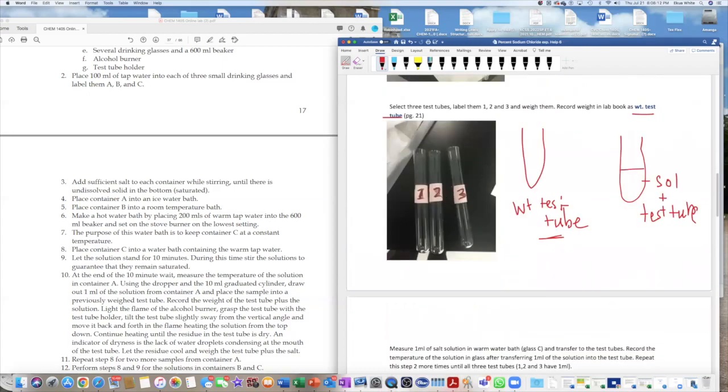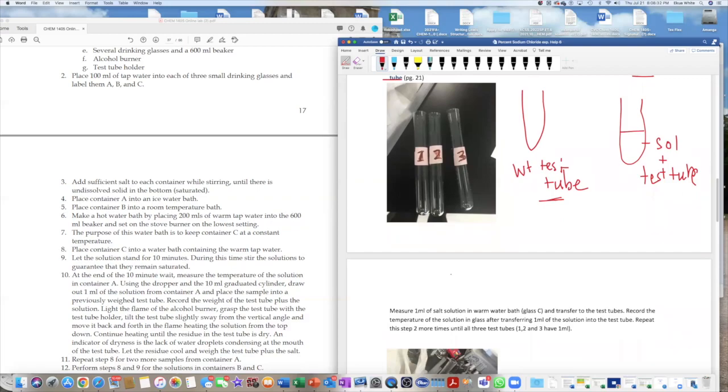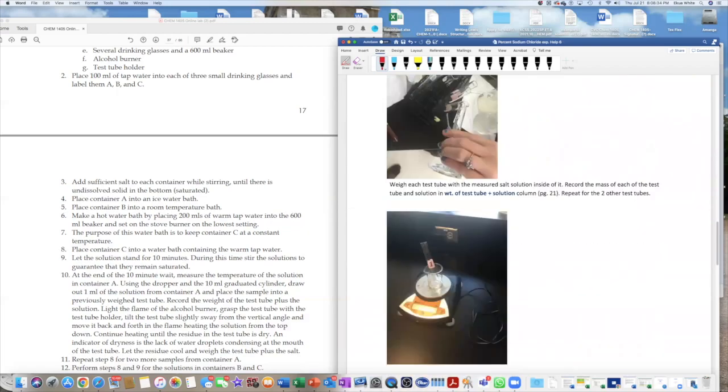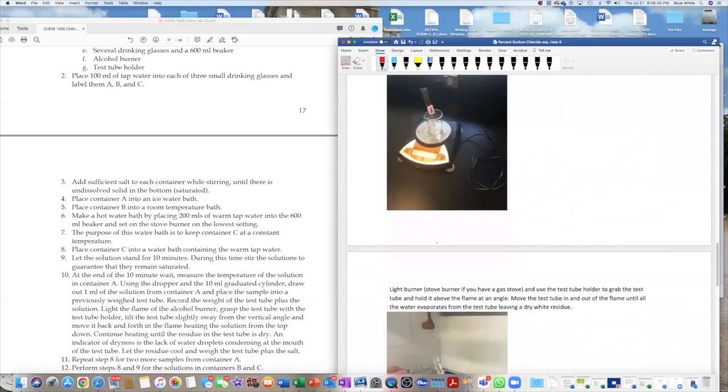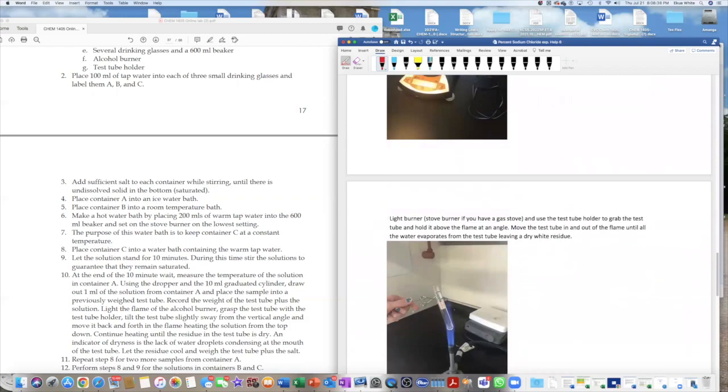I started with 2. Repeat the same process, right? Record the temperature of the solution because it might have changed. You don't know. Record the temp, draw out 1 mil, weigh the test tube, add 1 mil of the solution to the test tube, weigh the solution and the test tube together like we did before. Go ahead and heat this up. Weigh it together, heat this up, evaporate the second one, same temp as the first one.